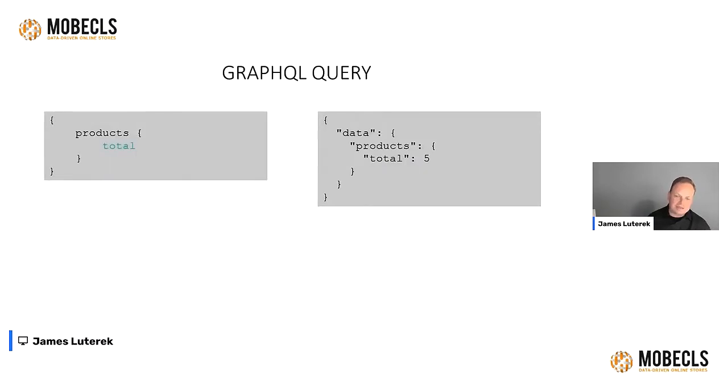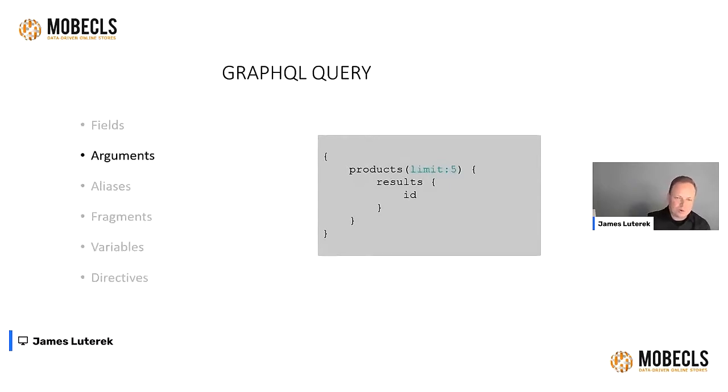In fact, the spec says that the response from the server must match your request exactly. So if the only thing you ask for is the total number of products, the only thing you're going to get is the total number of products. And that's part of the secret to its performance with low bandwidth, low connection speeds.